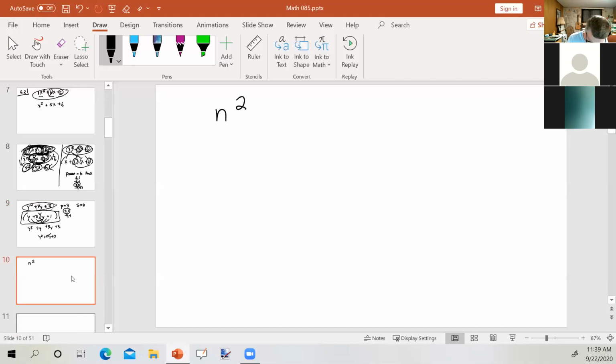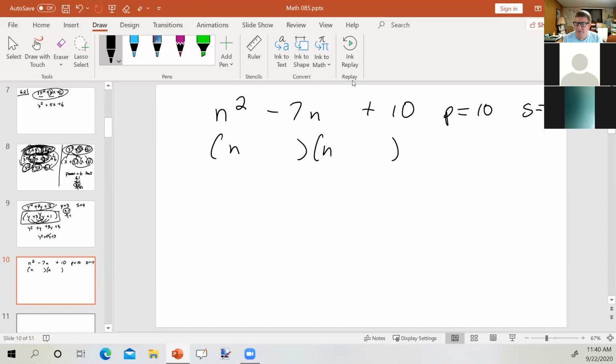N squared minus 7n plus 10. We have a trinomial in standard form. It has a leading coefficient of a 1, so I'm going to split it apart like this and this. I need a product that's a +10 and a sum that's a -7. Well, let's see. A product of +10 could be 10 and 1, 5 and 2, -10 and -1, -5 and -2. Ah, here's the two numbers.